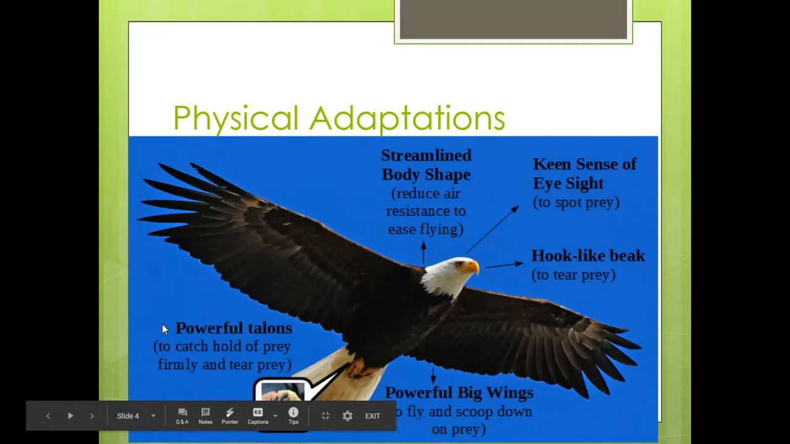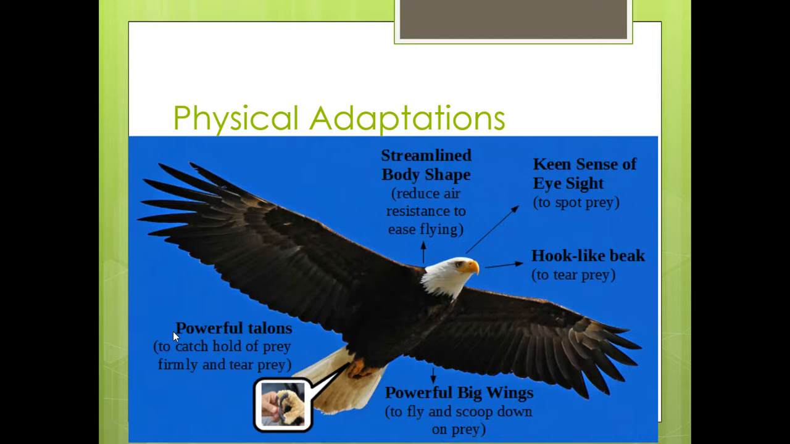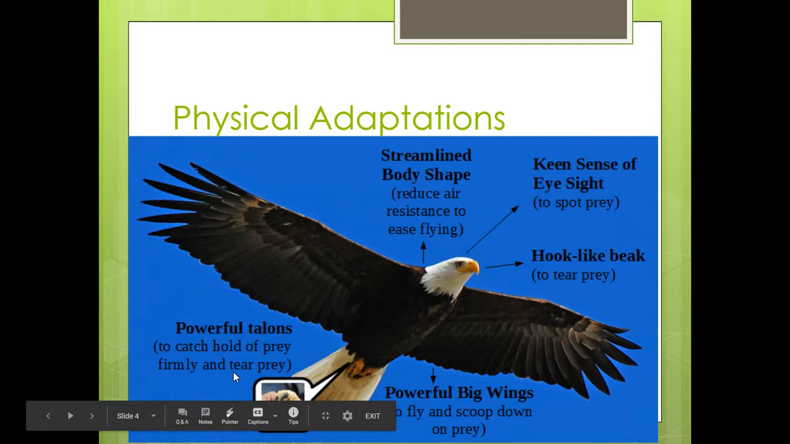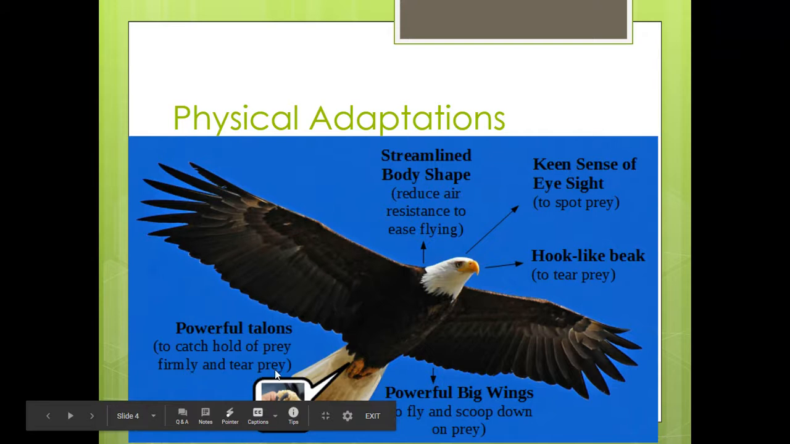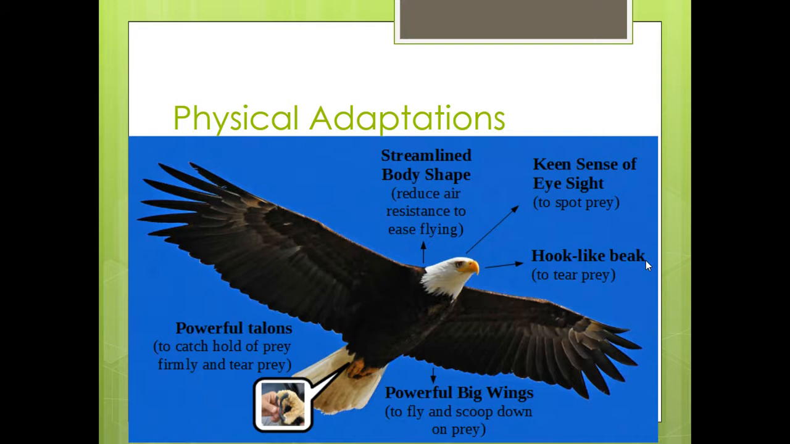So one adaptation would be its powerful talons. A talon is like its claws. So it's a structure, and it helps it survive by being able to catch hold of the prey and also to tear prey. Another really great example, also having to do with how it can get food, is the hook-like beak. A lot of adaptations help animals survive by helping them get food, right? So with this hook-like beak, you can see how it hooks down, helps the eagle get food and also tear apart its food.